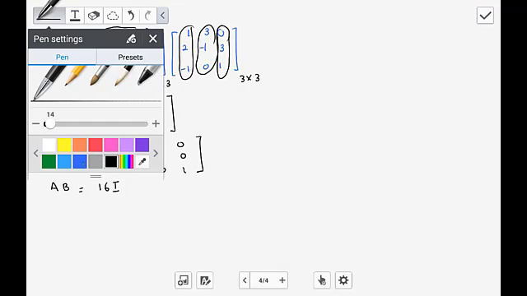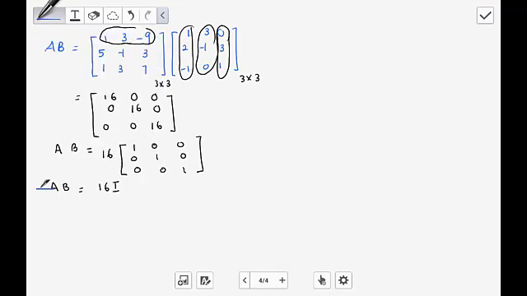Our aim here is to find A inverse, so we're going to use properties of matrices. When we want to find A inverse, we introduce A inverse on both sides. So A inverse multiplied by AB equals 16 A inverse multiplied by the identity. Here, identity multiplied by B gives you B, and A inverse multiplied by identity gives you A inverse. Therefore, students, A inverse is 1 over 16 B.